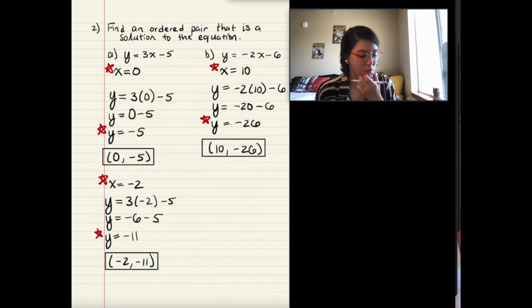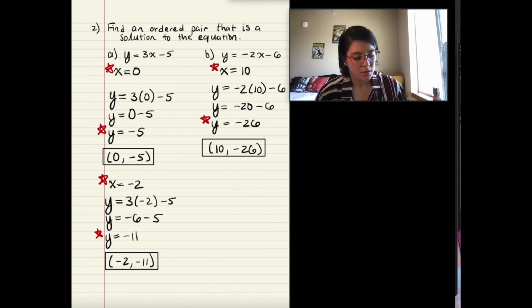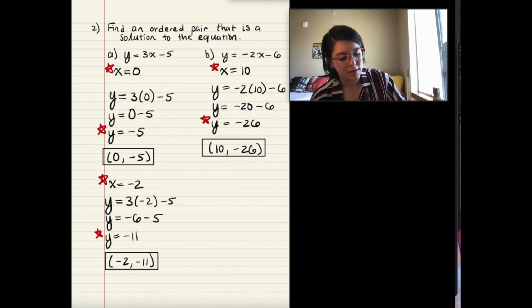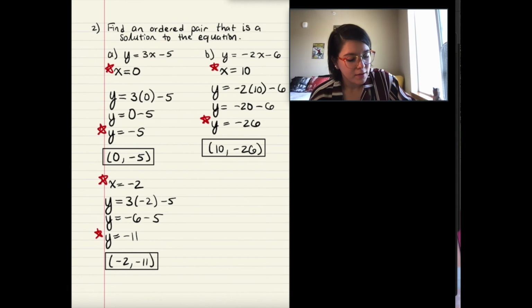So that's how you find a coordinate pair on a line. Let's talk about function form. Function form is a linear equation written with y alone on the left side of the equation. Just like in question 2, we had y is equal to 3x minus 5. Since we have y all alone on the left and everything else on the right side of the equation, this tells us that it's in function form.